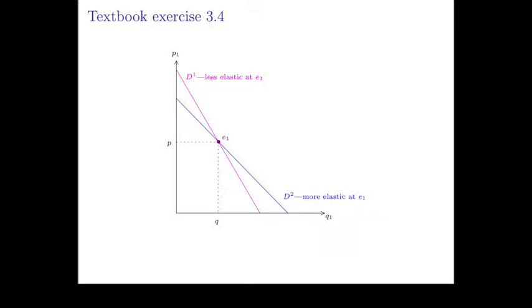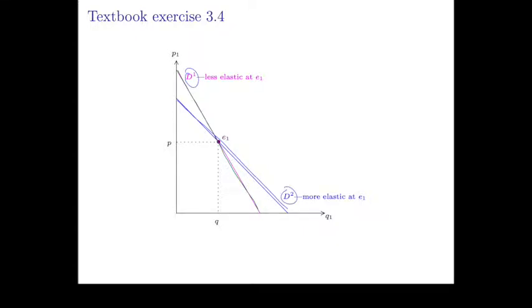So the less elastic demand curve is going to be this one. It's going to be the steeper one. And the more elastic demand curve is going to be the flatter one. So we'll call D1 the less elastic one, D2 the more elastic one.